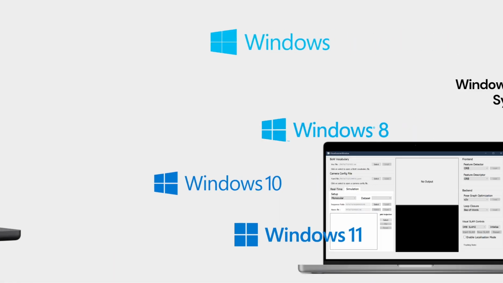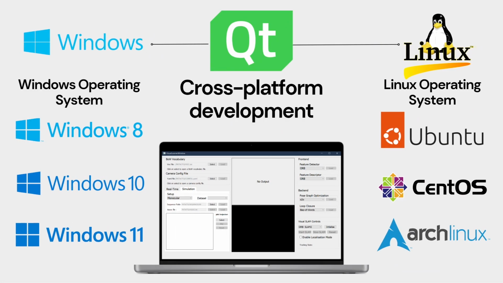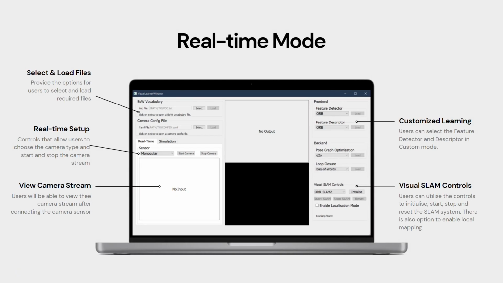Visual Learner SLAM is built on the Qt framework, which allows for cross-platform development. Currently, it can be run on the Windows operating system, Windows 8, 10, and 11. For Linux, it has been tested on Ubuntu as well as Arch Linux. Here's the graphical user interface in real-time mode.